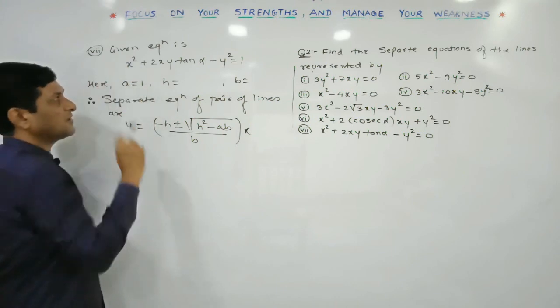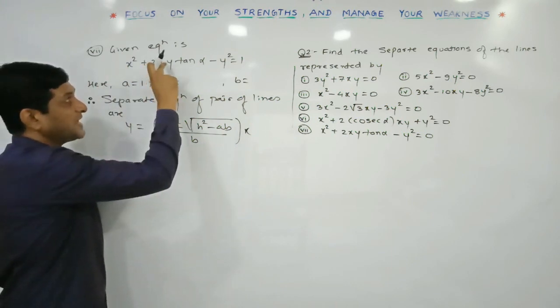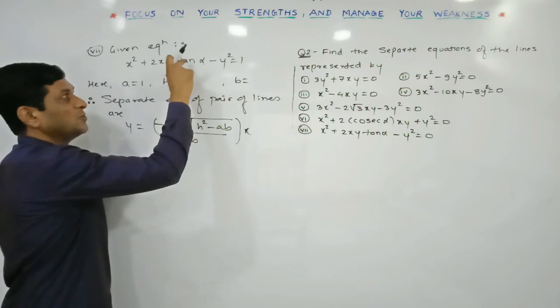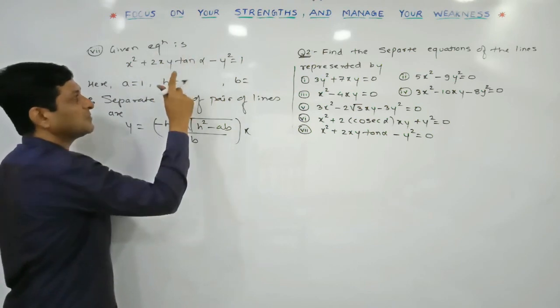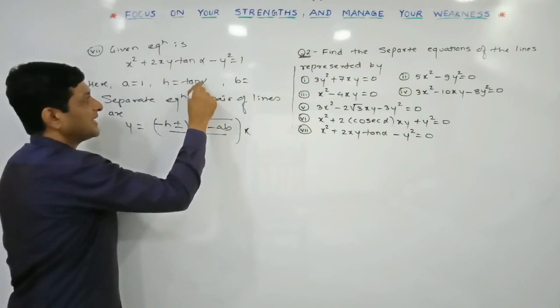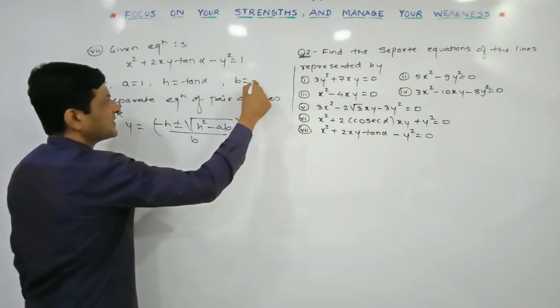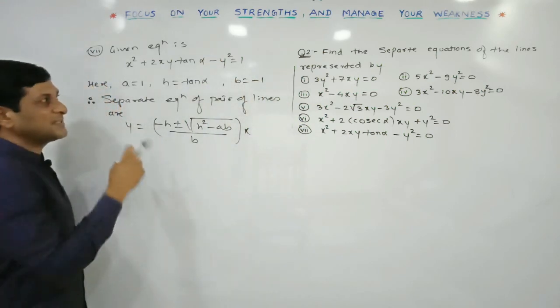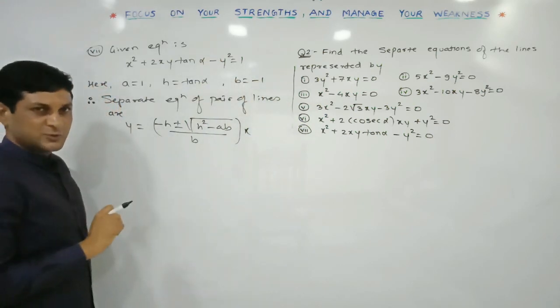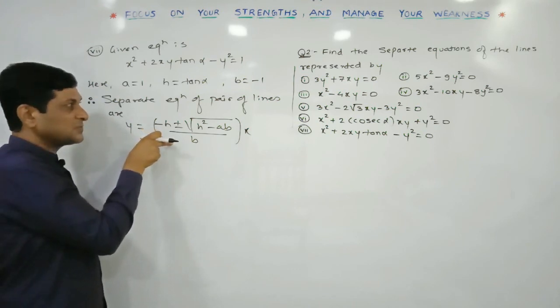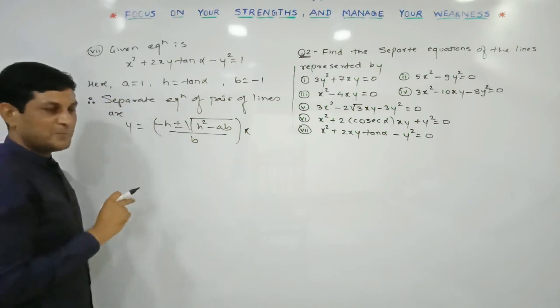a means the coefficient of x square, that is 1. The coefficient of xy is nothing but 2h, meaning h is here tan alpha. And b means the coefficient of y square, that is minus 1. Once the values of a, h and b are known to us, substitute these values in this formula, and we will get the separate equations of the pair of lines.